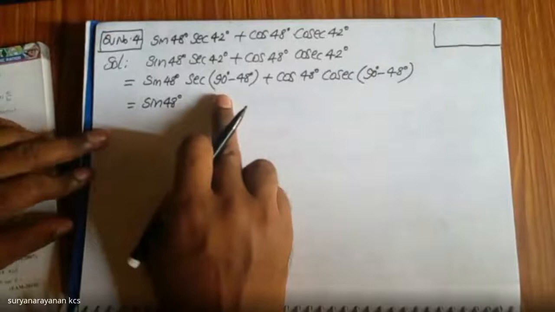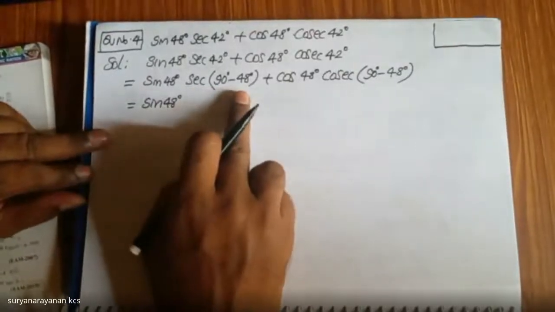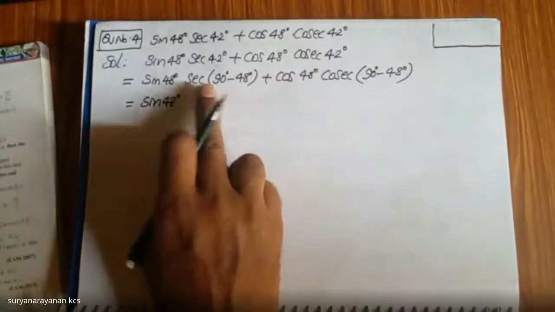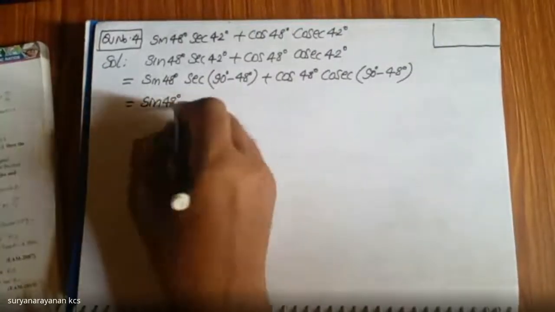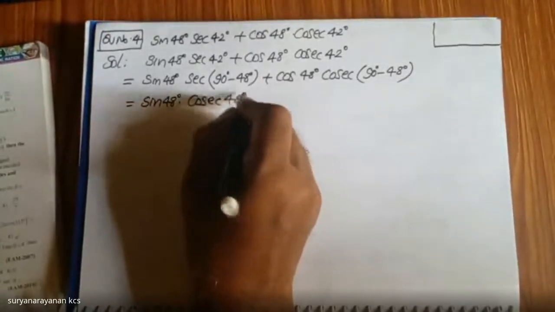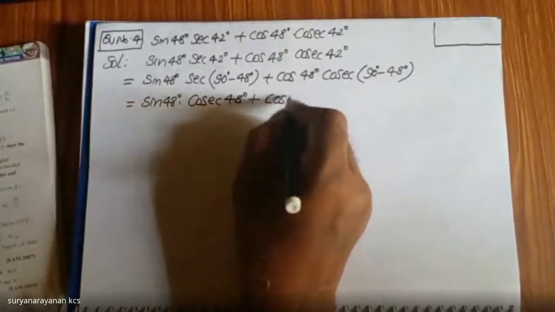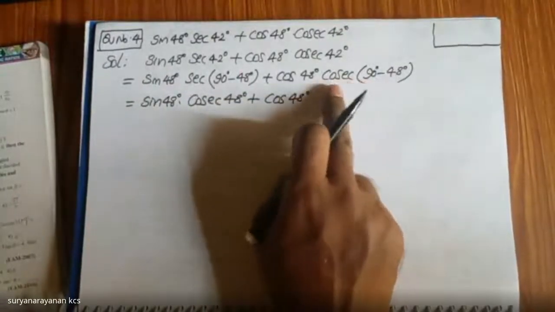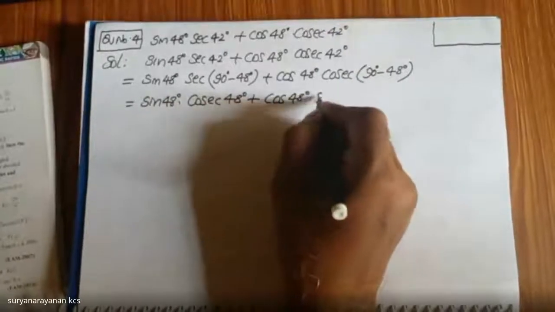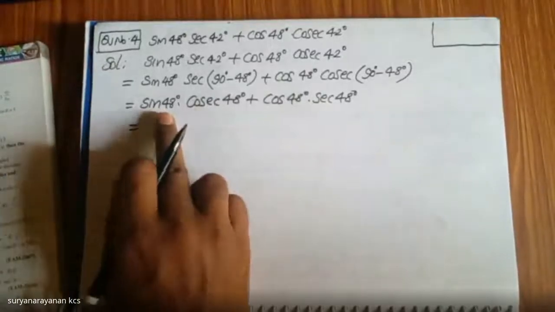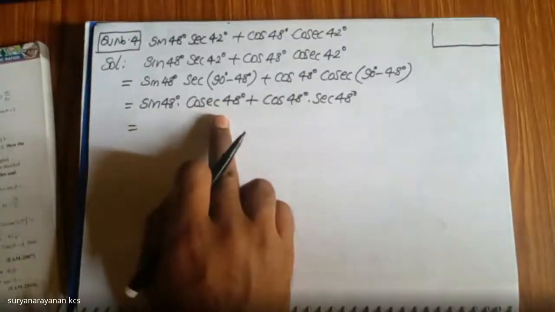Previously also I told you, this is the first quadrant. If you write an angle with a combination of 90 degrees, the trigonometric ratio changes. So we get sine 48 degrees into cosecant 48 degrees plus cos 48 degrees into secant 48 degrees. Here also the trigonometric ratio changes.